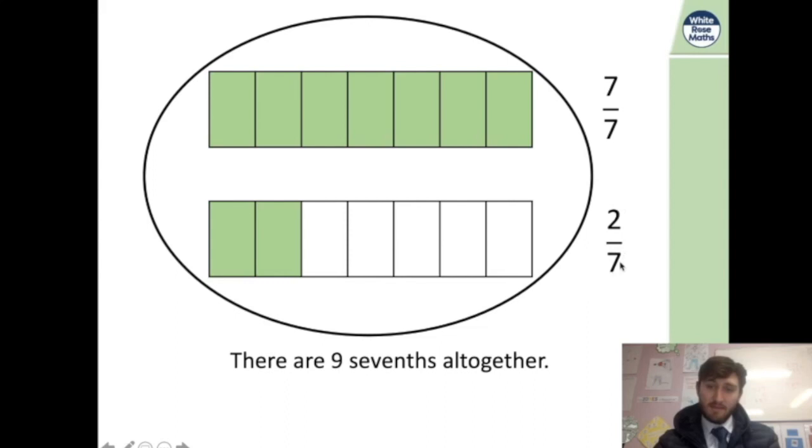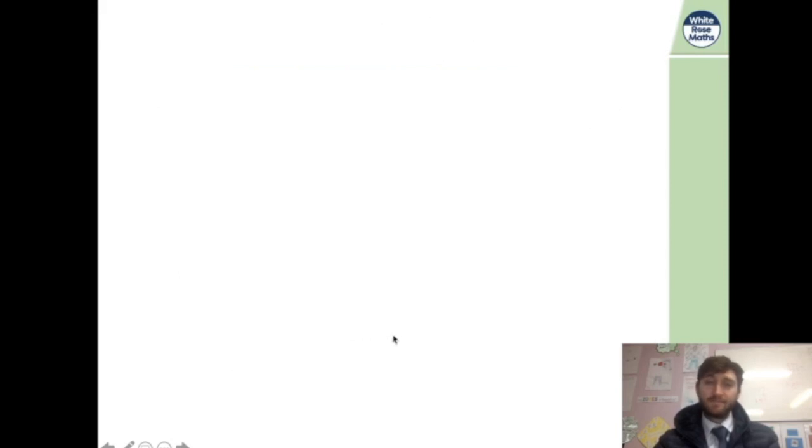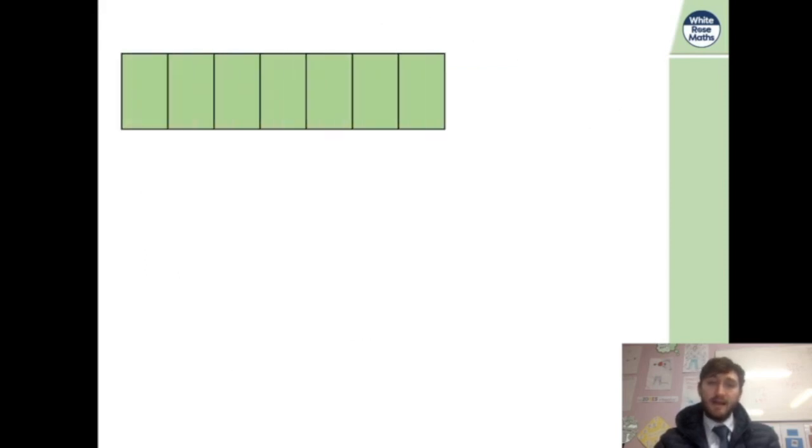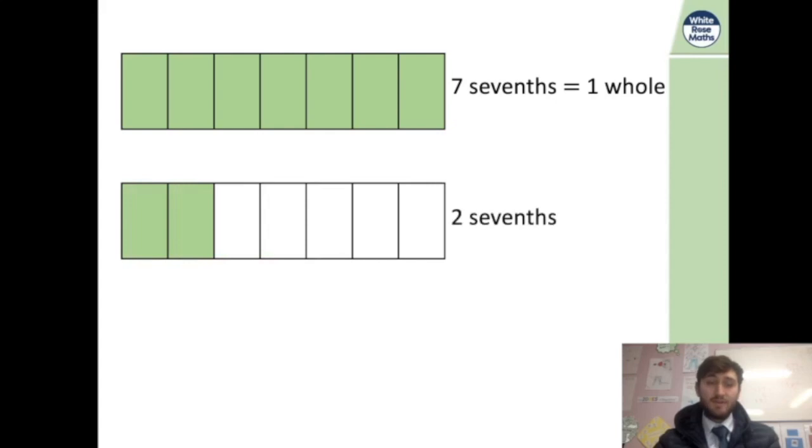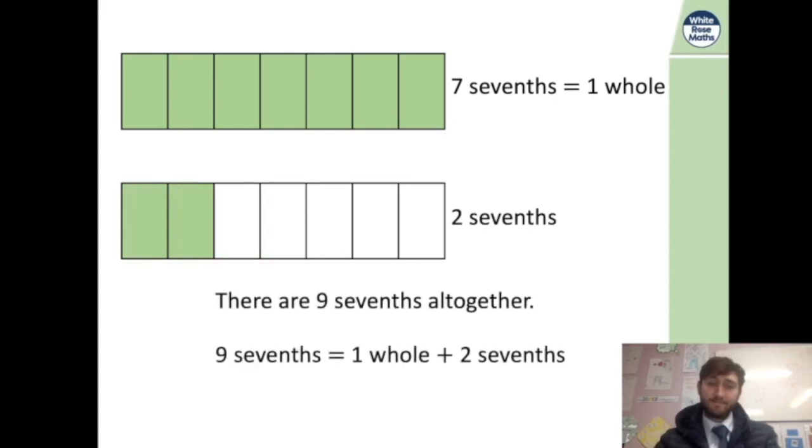Can you notice that the denominator is not changing in this? The only thing changing is the numerator. So I've got 9 sevenths. Next, I have got sevenths again. So I've got 7 sevenths equals 1 whole. And then 2 sevenths, add these together, 9 sevenths altogether. 9 sevenths equals 1 whole and 2 sevenths. You can see here I've got my 1 whole and 2 sevenths.